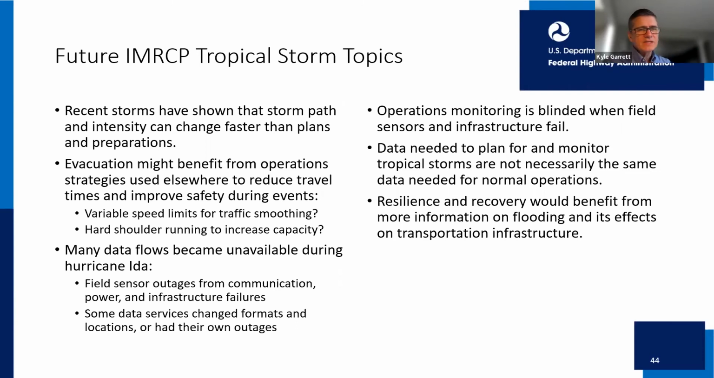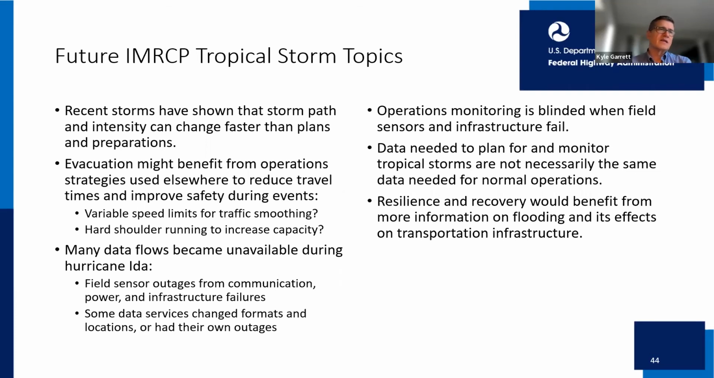We also found that many data flows become unavailable, and that creates some problems. Obviously, during hurricane conditions, we get a lot of field sensor outages, not just traffic cameras, but even speed sensors that are either blinded or potentially underwater. And even some of the data services can become unreliable when you have such a huge demand and they're losing their own data sources. Of course, that kind of blinds operations during the event, but also in the recovery phase.